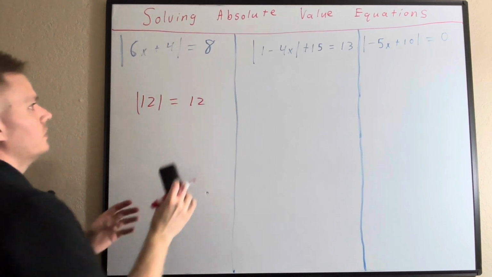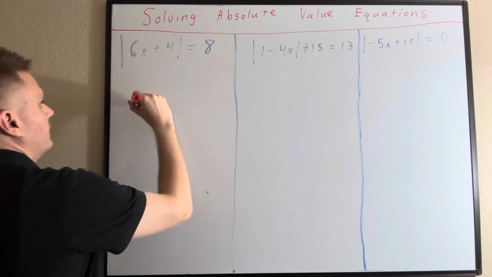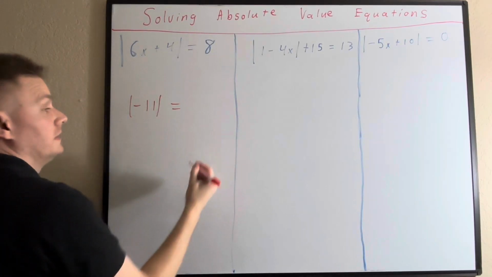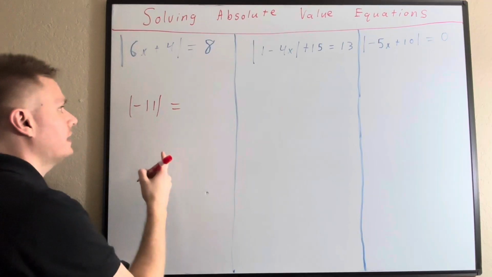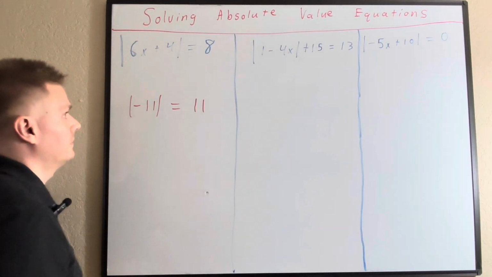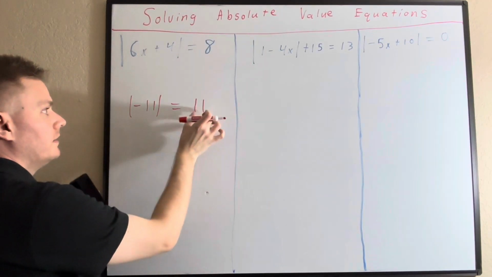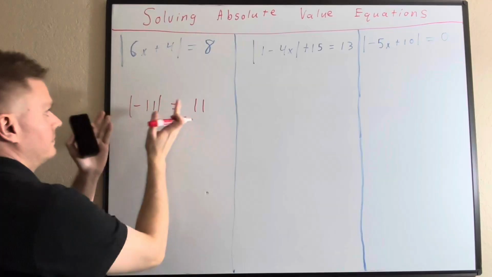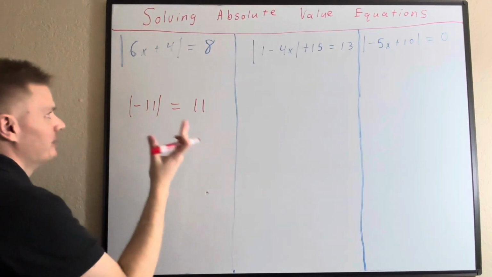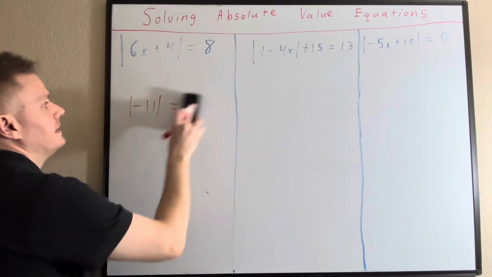Okay, so what if we change that a bit? What if we said negative 11 absolute value? The distance from 0 in this case is 11, not negative 11. So when you take the absolute value, you basically just change whatever that number is inside to a positive number. But to be mathematically correct, you're asking what the distance is from 0.